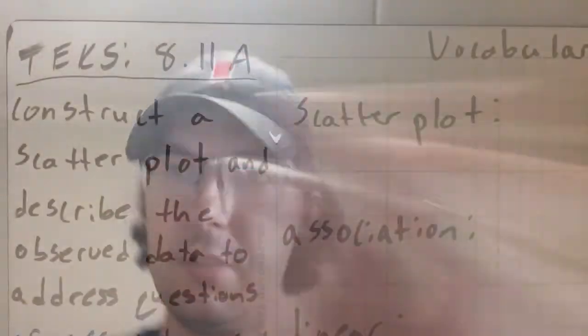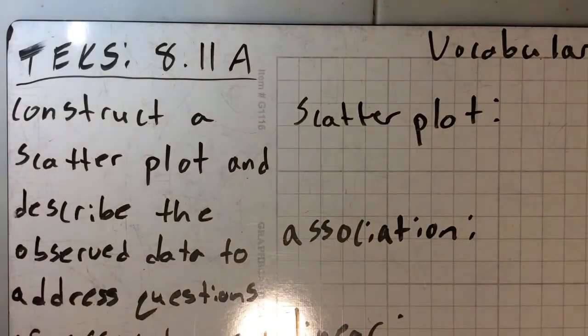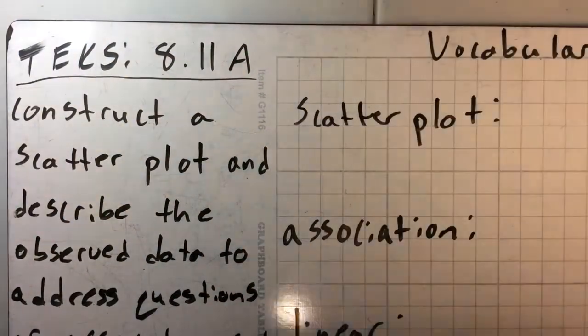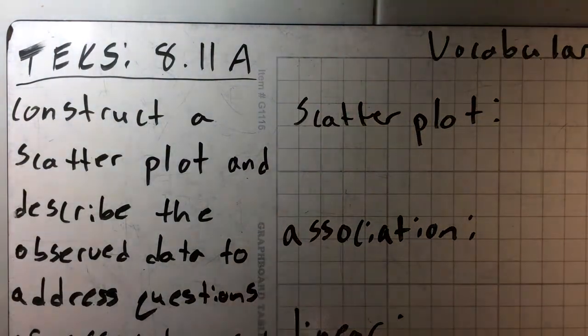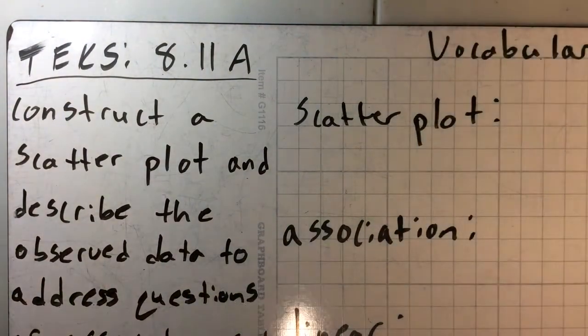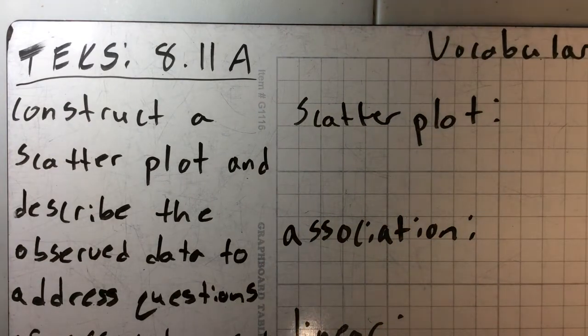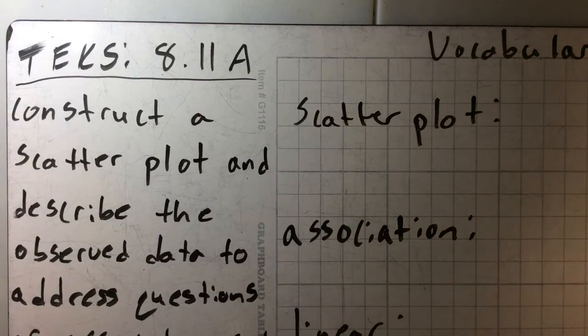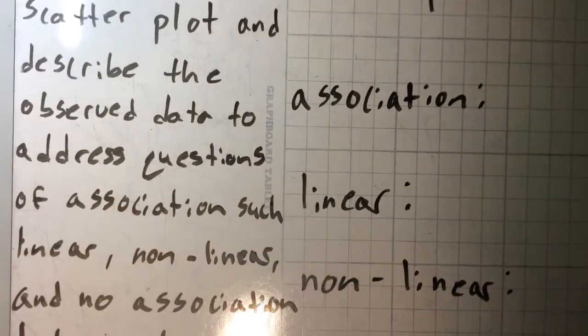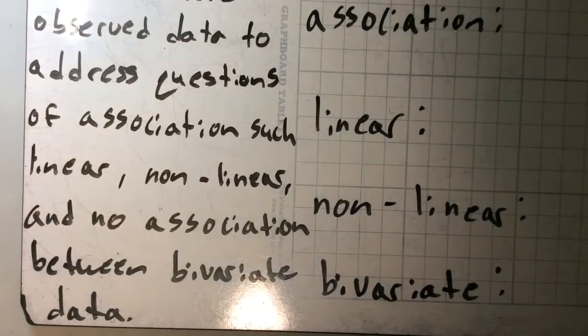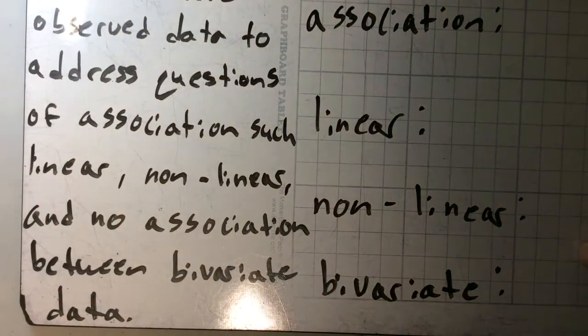All right, with that being said, I'm going to go ahead and turn this video over, and we're going to get started. So here we go with this next part. This is going to be TEKS 8.11A. This is an 8th grade standard. If we were in my class, we'd be using a calculator, but since we are not, you won't really need it on this one. The TEK is: construct a scatter plot and describe the observed data to address questions of association such as linear, nonlinear, and no association between bivariate data.